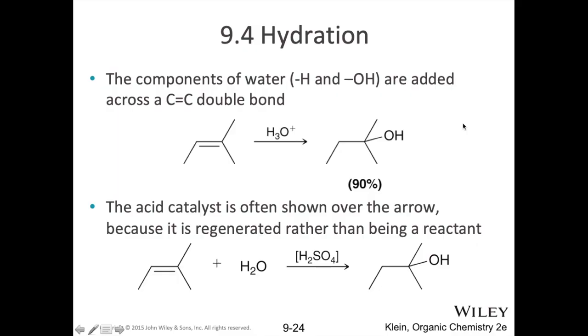Okay, so in the previous section, we talked about the addition of a hydrohalide, right? We added a hydrogen and a halogen across our double bond. In this next section, we're going to look at hydration reactions. As the name suggests, we're adding a water molecule across our double bond. So in other words, we're adding a hydrogen to one carbon and an alcohol group to the other carbon. The two of those combine to make H2O, or water.